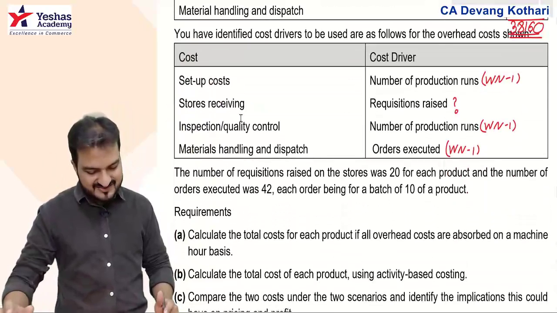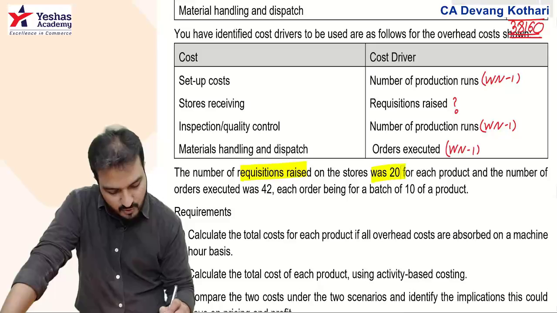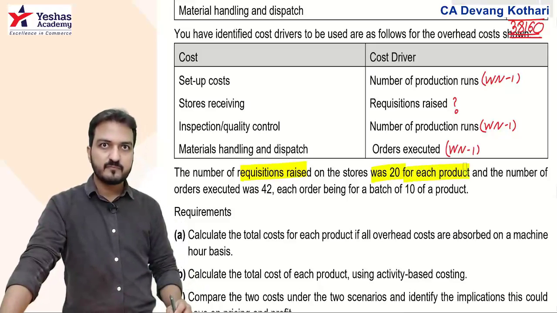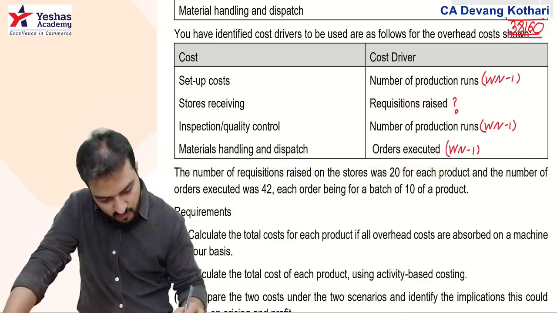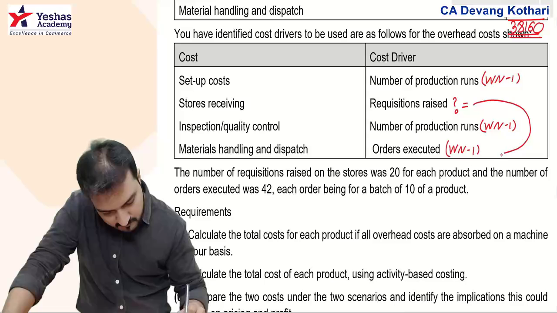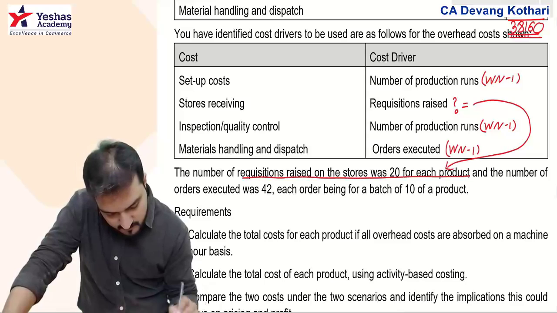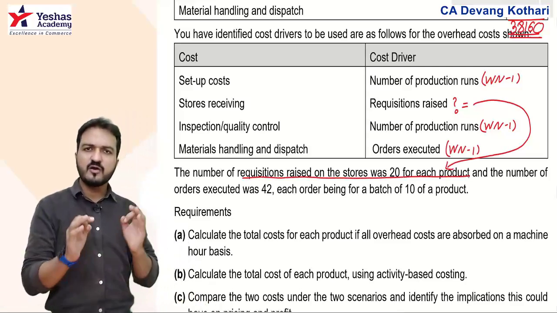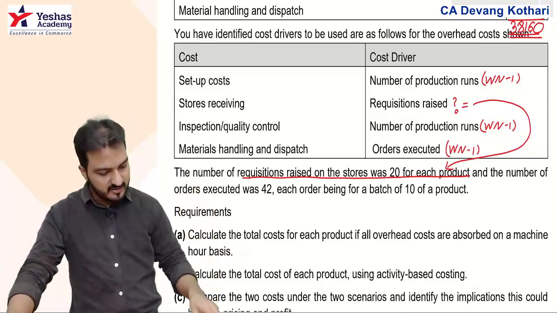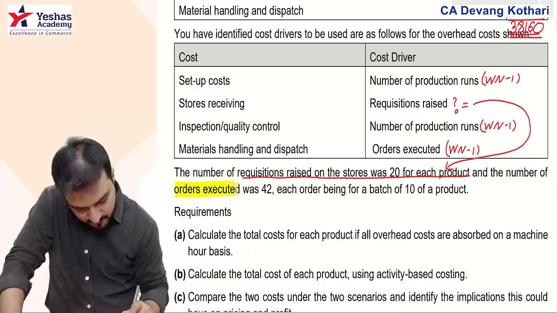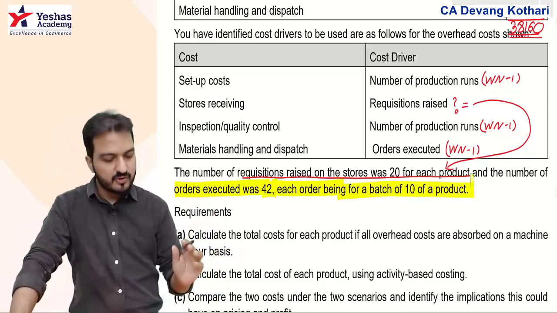Look, they say that the number of requisitions raised on the stores was 20 for each product. So this requisitions raised that you thought was missing, now you know it is not missing. It is given over here. Requisitions raised is 20 for each product. So 20, 20, 20, 20, total 80. And the number of orders executed was 42, each order being for a batch of 10 units of a product.